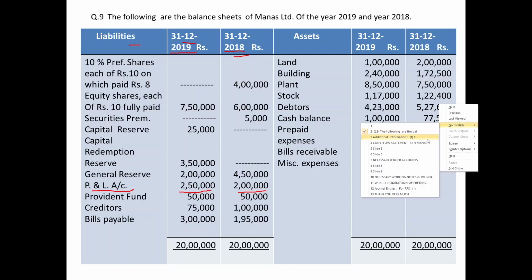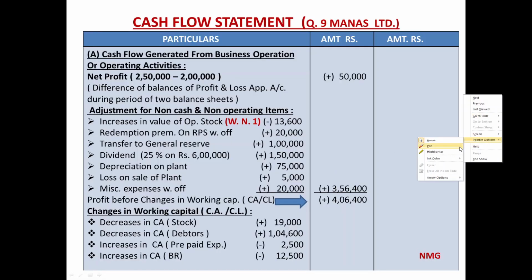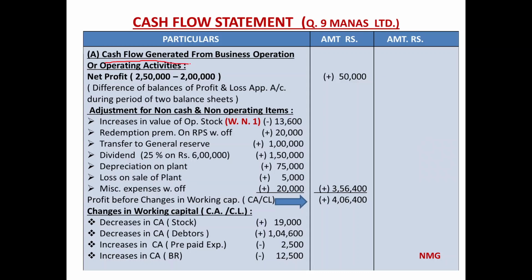Let us record it in the cash flow statement. Have a look. Title A, cash flow generated from business operation or operating activities. Net profit, difference of balances of profit and loss appropriation account during period of two balance sheets. Current year's balance 2,50,000 minus last year's balance 2 lakh, that gives the profit of the year 50,000. Additional information, point number 1.